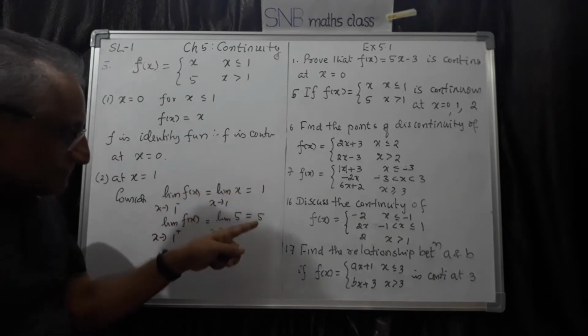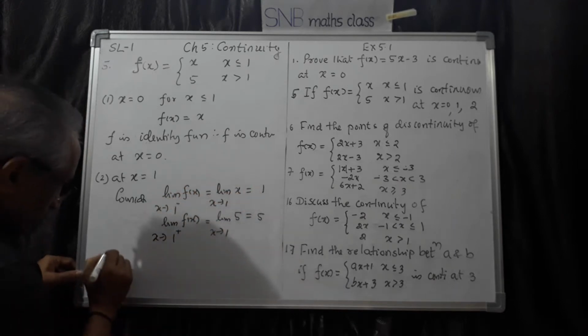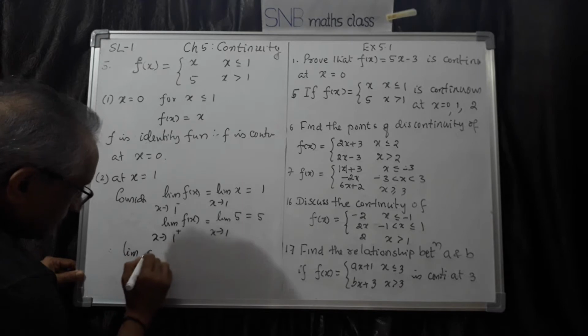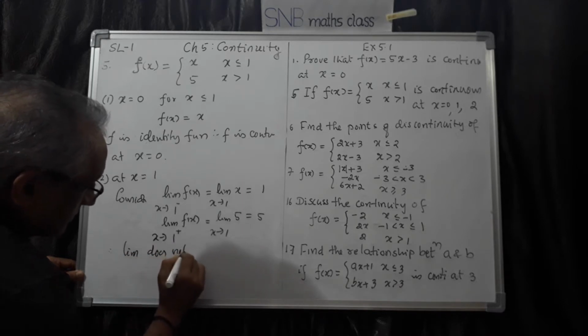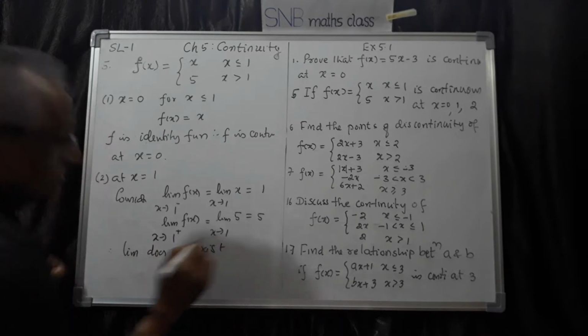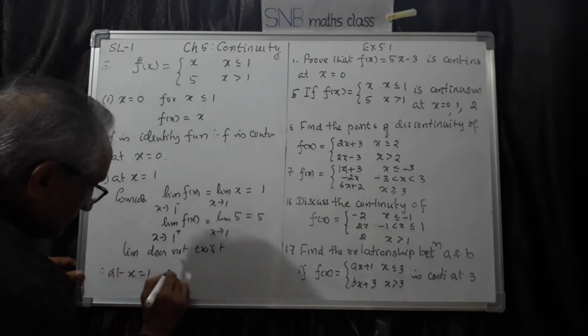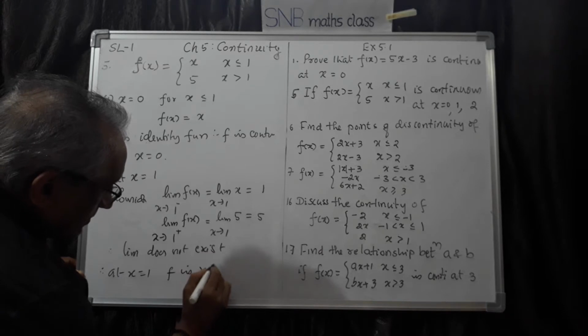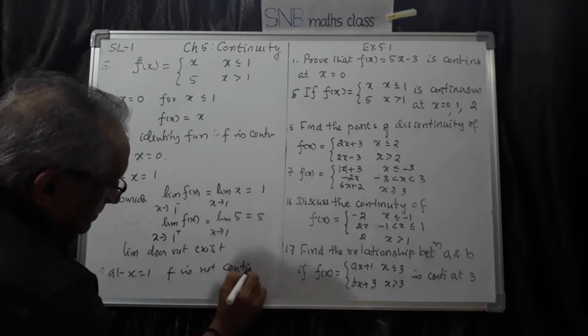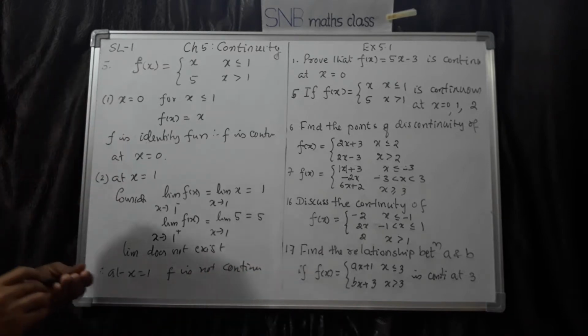Left limit is 1, right limit is 5. Therefore, the limit does not exist. Therefore, what is your conclusion? Therefore, at x equal to 1, f is not continuous. So this is the argument.